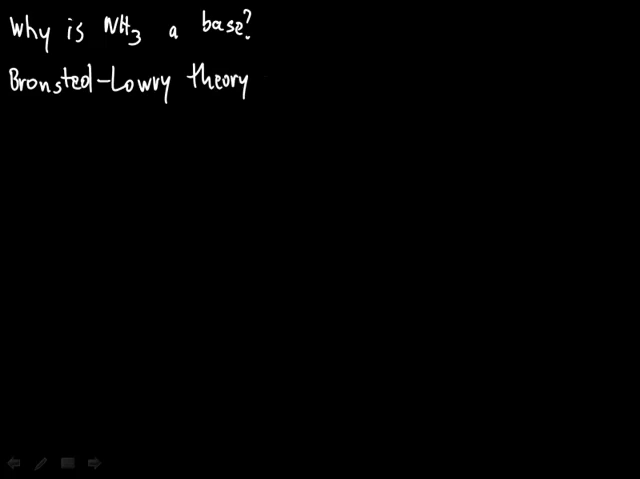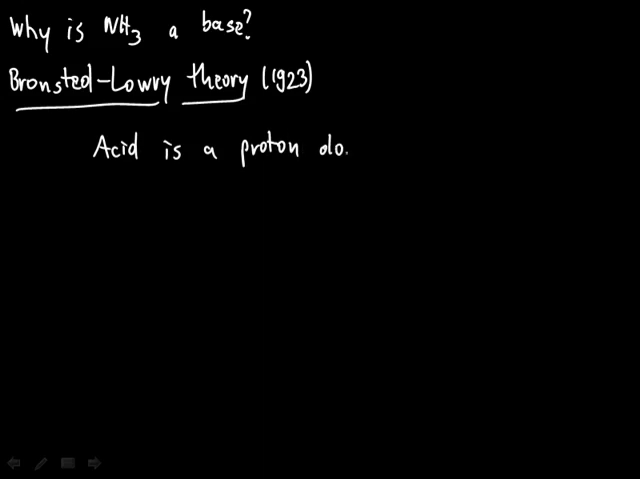which was established in 1923. These two chemists got the Nobel Prize for their theory. In Brønsted-Lowry theory, acid is still defined as a proton donor. However, base is no longer defined through the OH minus group, but rather as a proton acceptor.